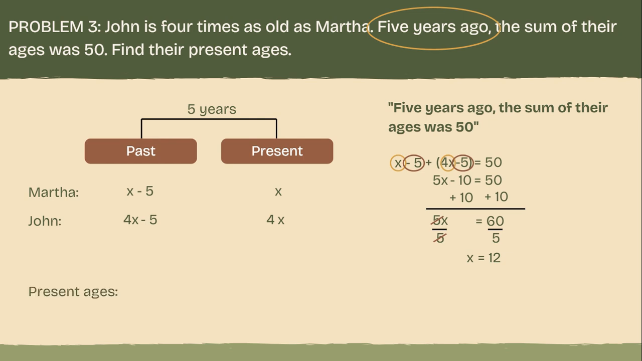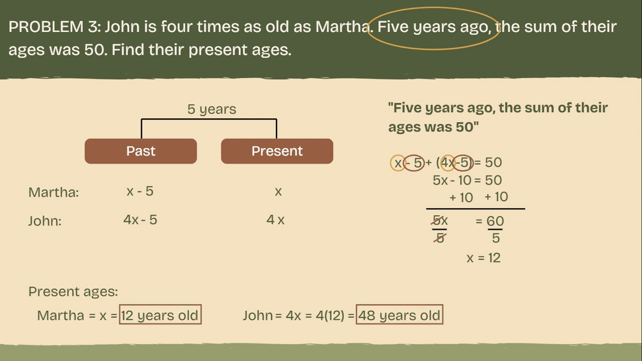Since x represents Martha's present age, Martha is 12 years old. John's present age is 4x, which is 4 times 12 equals 48. Therefore, at present, Martha is 12 years old and John is 48 years old.